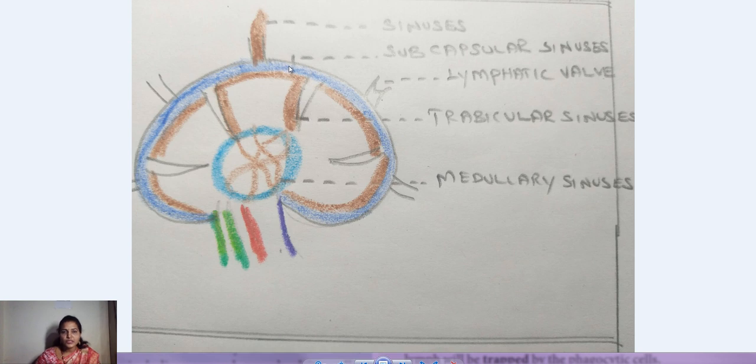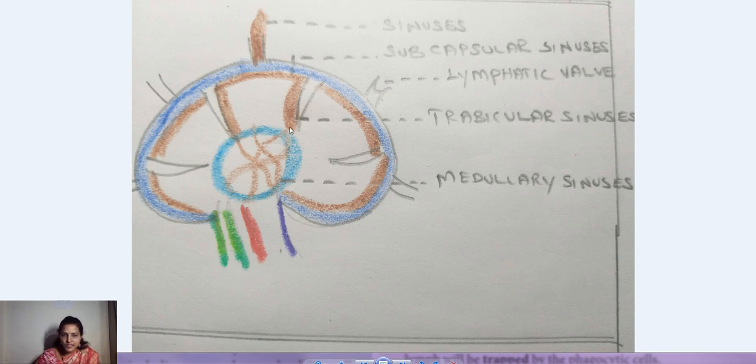Okay, so under this is the capsular region. Just beneath this capsular region, what is there? The sinus is there. So we are naming this one the subcapsular sinuses. Now you just see this: the capsular sinuses transfer to the trabecular region. That one we are calling the trabecular sinuses.